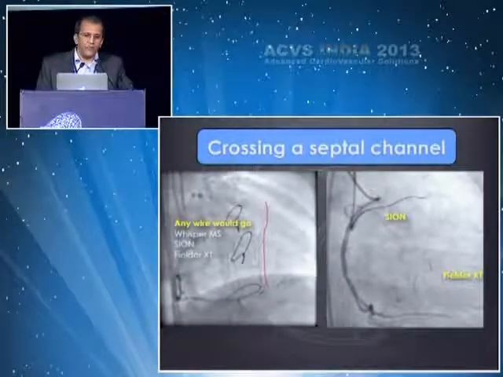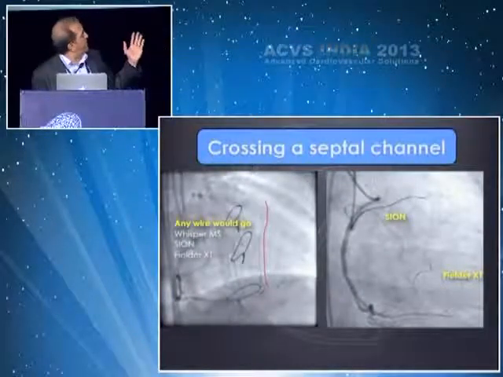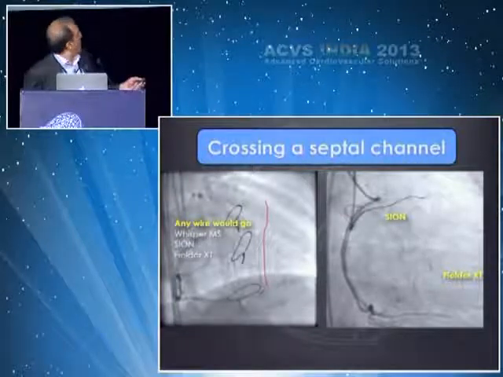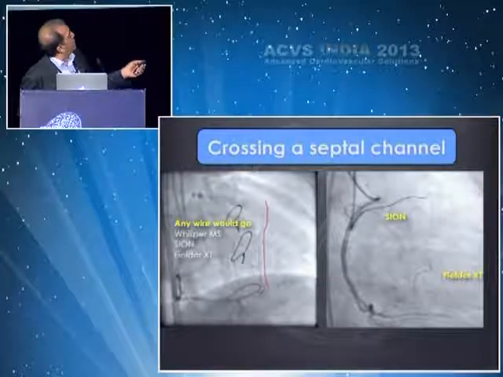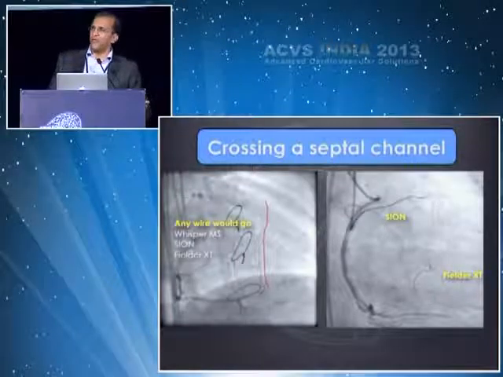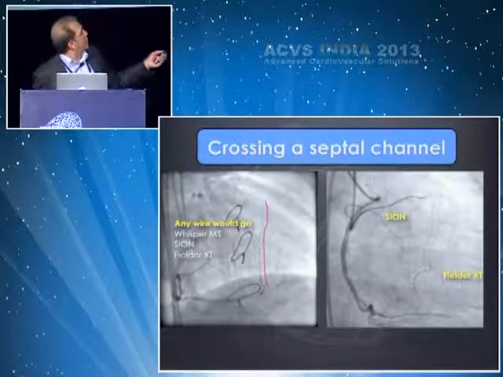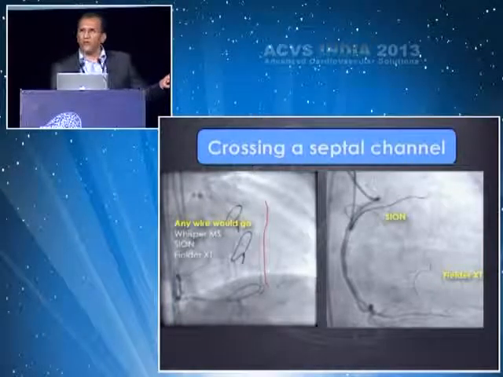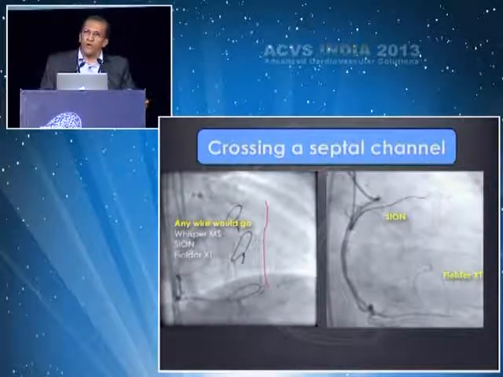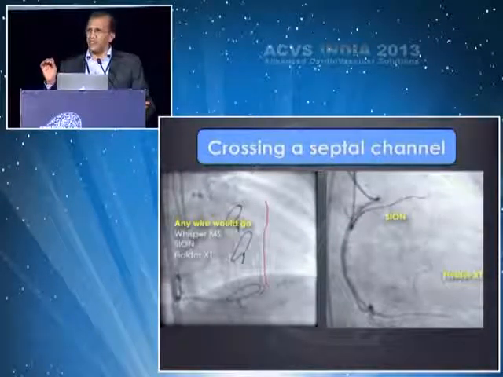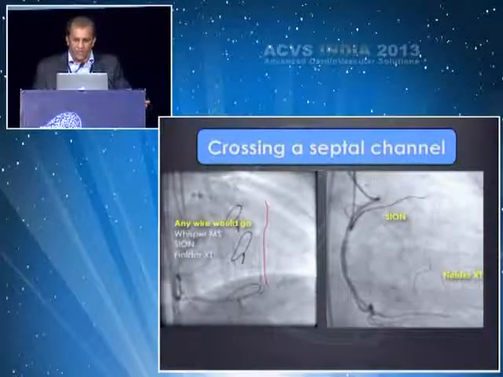Crossing a septal channel is important. If you look at the image to the left, you would agree that any of the wires would go up this channel, a Whisper MS, a Sion, or a Fielder XT. You pick any of those, and every one of those wires is going to cross this channel. When you get to the image on the right, you can see that the channel is tortuous. For these kinds of visible tortuous channels, I'd rather take a Sion. We tried to use the Sion Blue, but the silicone coating, at least I found it a little difficult to handle, so we've gone back to the Sion in that group of patients.